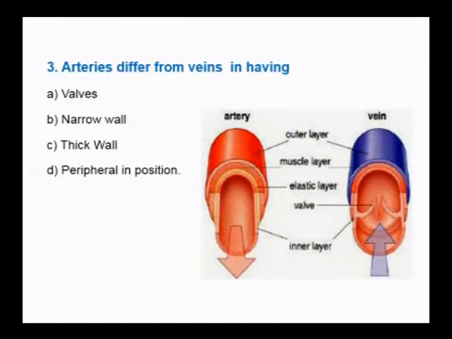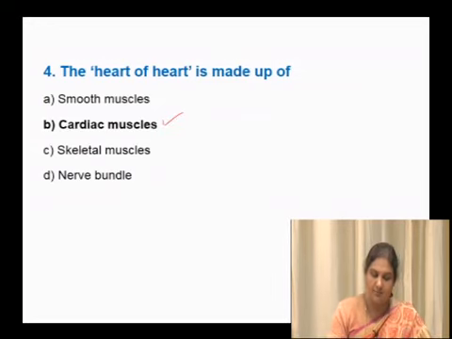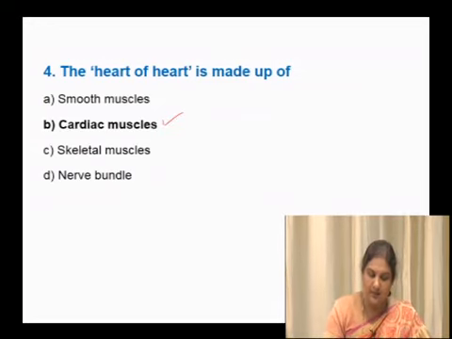Arteries differ from veins in having a thick wall. Veins do have valves because there should be a unidirectional flow of the blood when they carry the blood from the lower part of the body. There should not be a regurgitation, hence they possess the valves, but arteries differ from the veins in having a thick wall and they are deeply seated. The heart wall is made up of cardiac muscles. No other muscles we find in the wall of the heart.